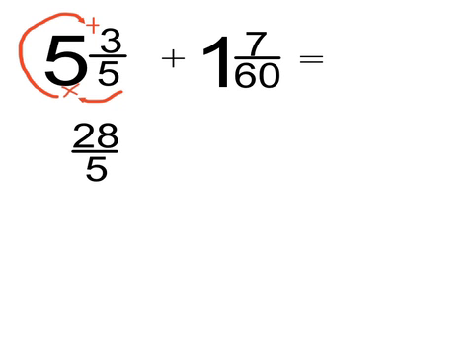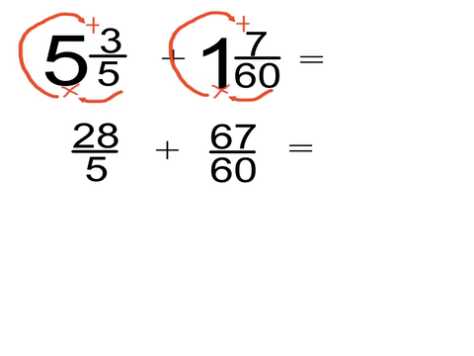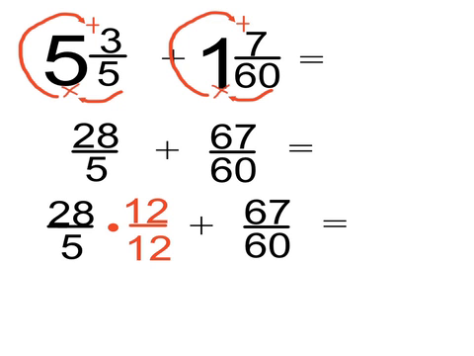And we do the same thing with 1 and 7/60ths. Bottom, which is 60, times big, which is 1, plus 7, which makes 67. The denominator stays the same, 60. So now we have 28/5ths plus 67/60ths. And we're going to need a common denominator, but since 5 goes into 60, we can leave the 67/60ths alone.